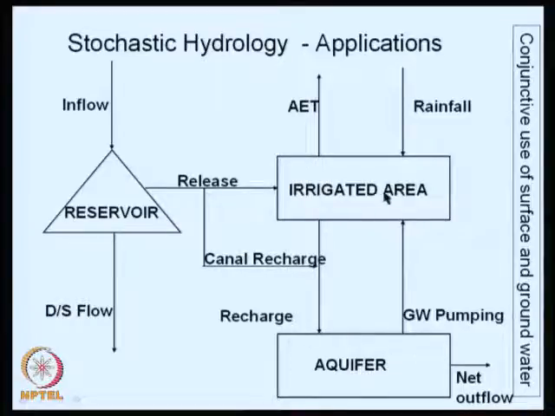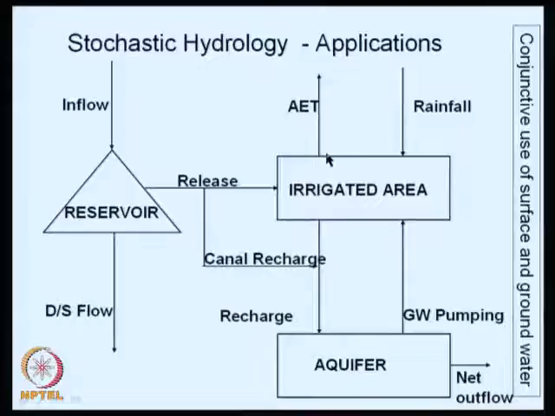You would like to meet the agricultural demands at an irrigated area by using water from a surface source as well as from a groundwater source. Now, the groundwater source itself is governed by the aquifer characteristics, and there is also a recharge taking place from the canals as well as from the rainfall, and from the water that is applied to the irrigated area.